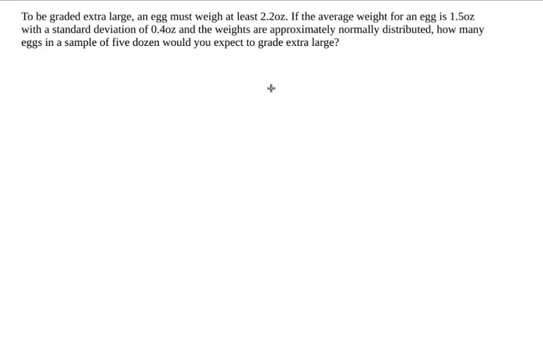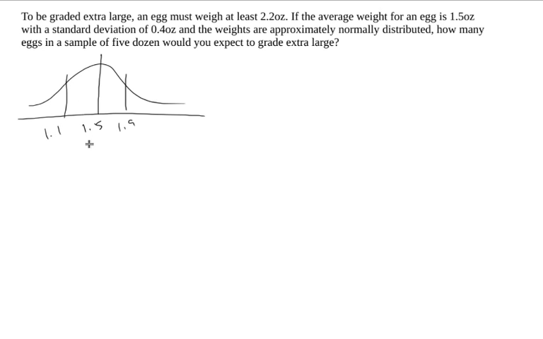So for each individual egg, I want to figure out the probability that a given egg is extra large. Let me just do it over here. I have my normal distribution. My mean is 1.5. My standard deviation is 0.4, so this would be 1.9 up here, and this would be 1.1 down here.